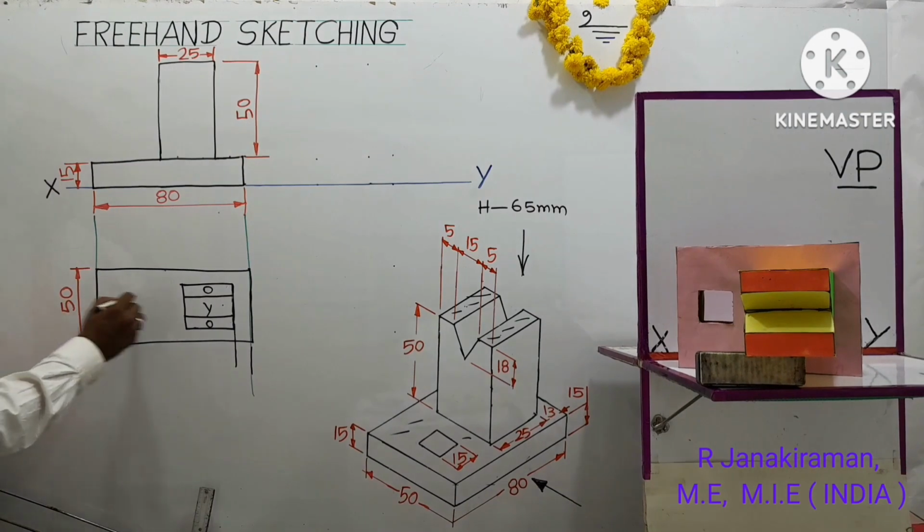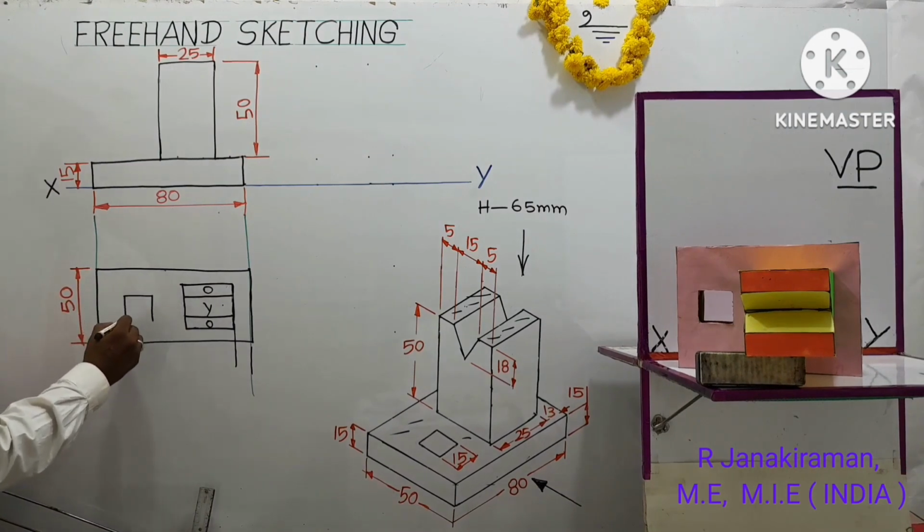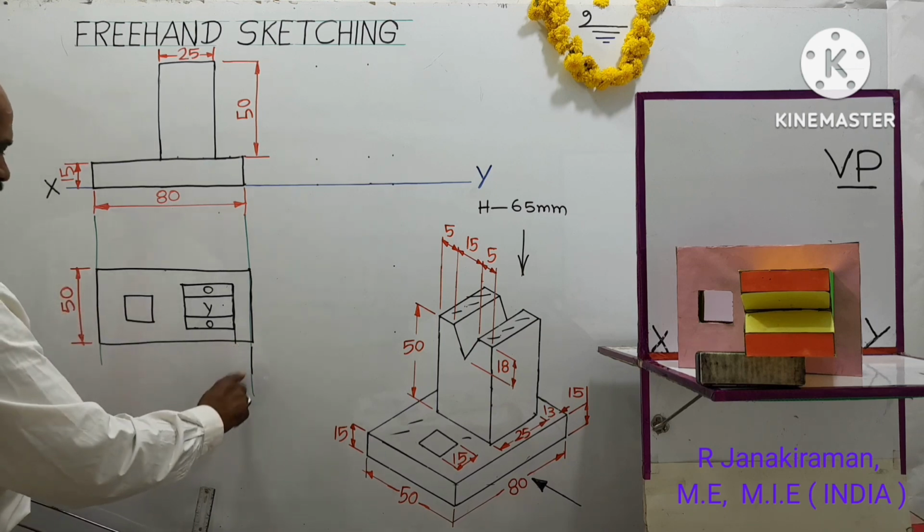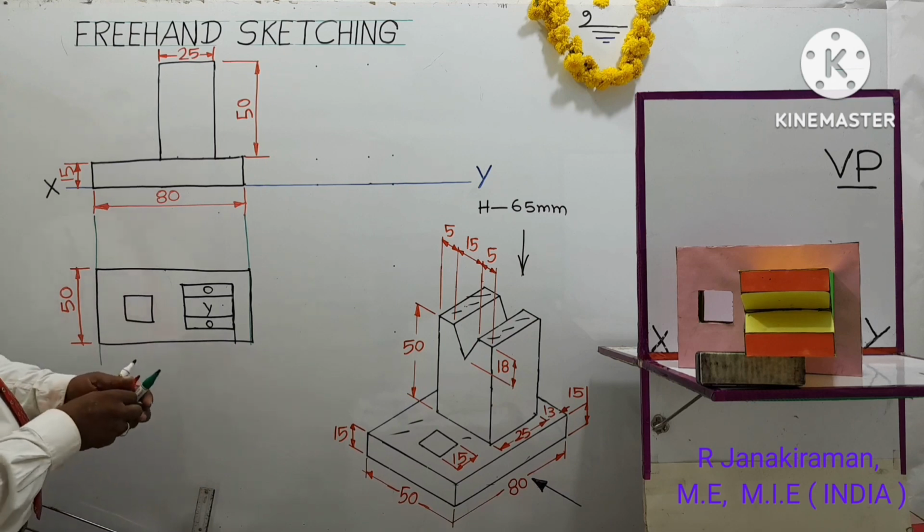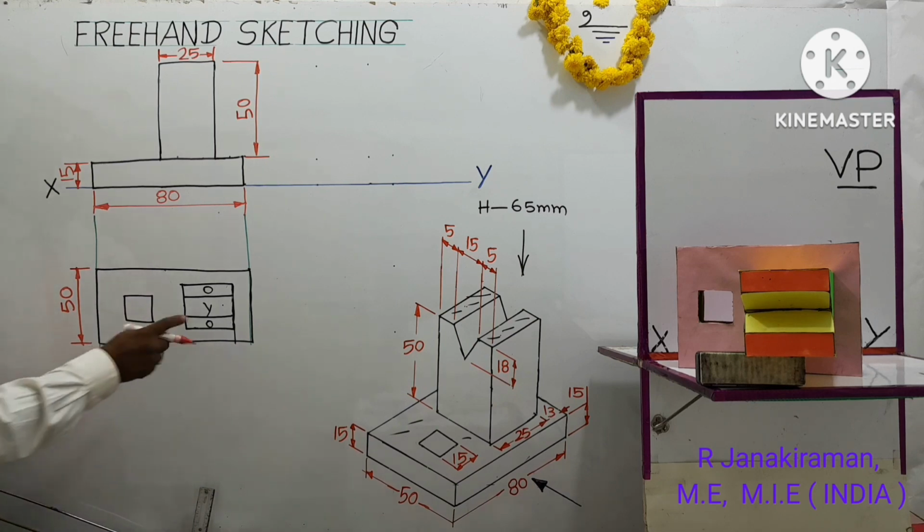Next, in addition to that, there is a square hole of size 15 mm. So along this remaining distance, at the center you draw one square of size 15 mm. The view obtained is called the top view. Another name for top view is plan. So let us dimension this.